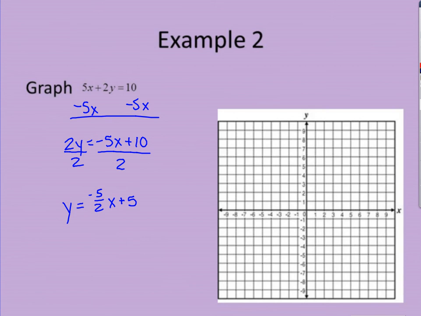Again, we know our y-intercept is what we're adding or subtracting at the end, so our y-intercept is 5. We have a slope of negative 5 over 2, so we'll go down 5 over 2, down 5 over 2. Once you have a couple points, you can then graph your line.